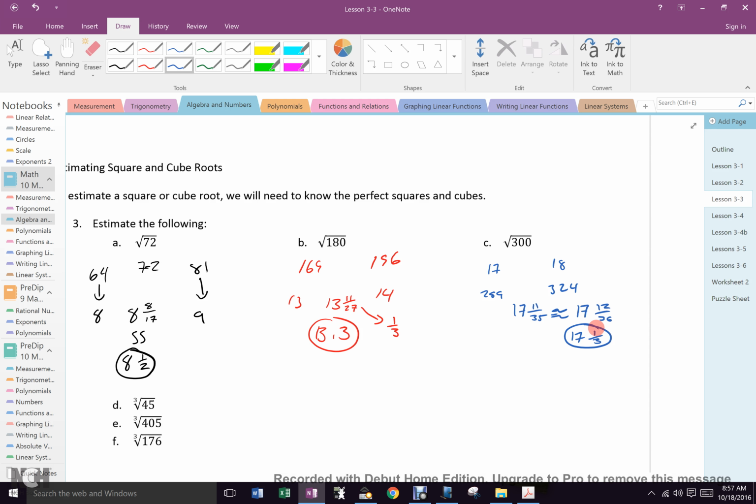All right. So with cube root, you already know how to do it now, right? It's just an estimate. So 45 is between what and what? 27 and 64, right? Closer to 27 or closer to 64?